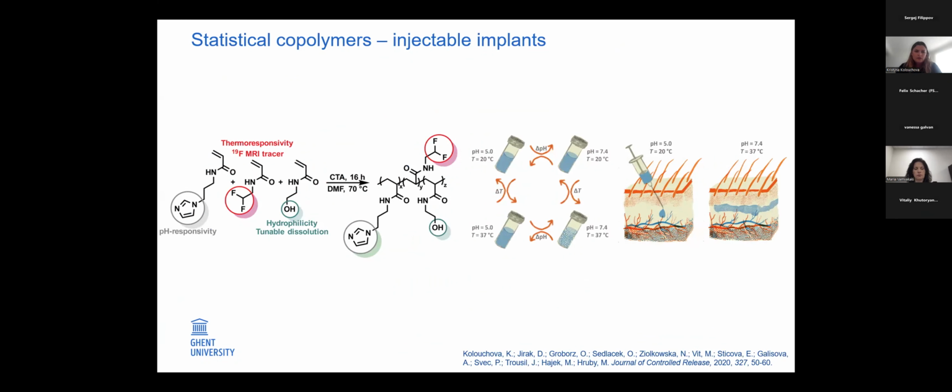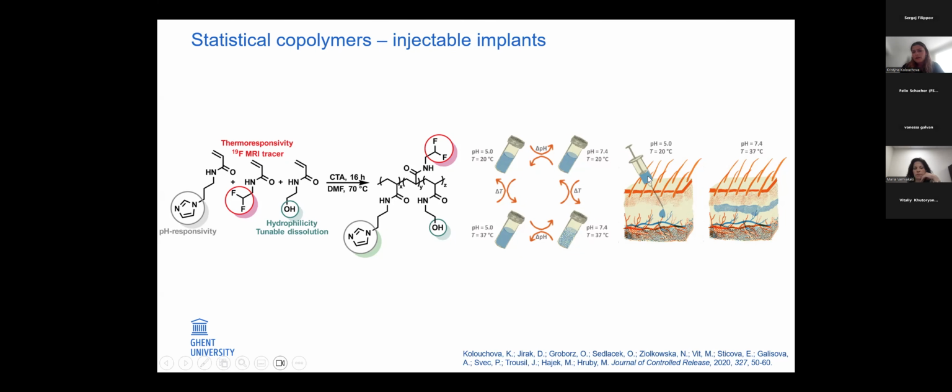Another interesting result we obtained was when we made statistical copolymers of this fluorine MRI tracer again. We combine it with the monomer which has imidazole in its structure. Imidazole can be protonated below pH 6.5, I believe, or 6. So when this polymer is in pH below 6, the imidazole is protonated, and that helps the polymer to be fully dissolvable.